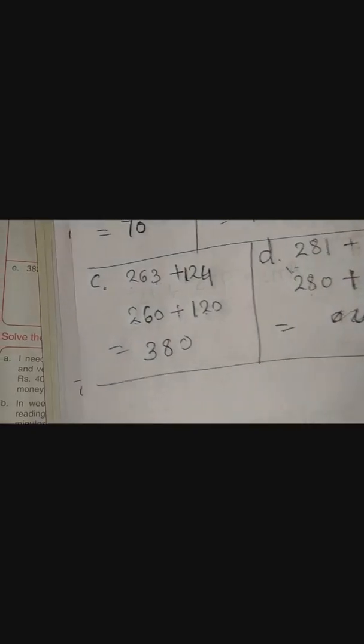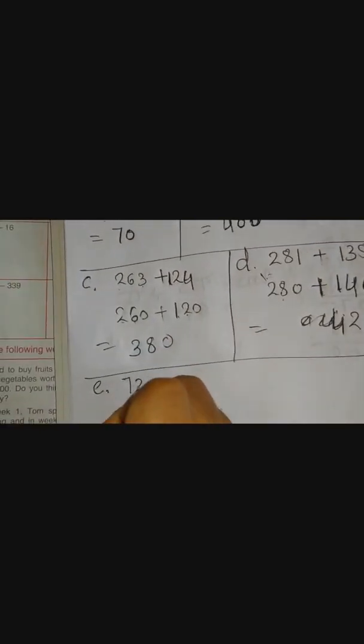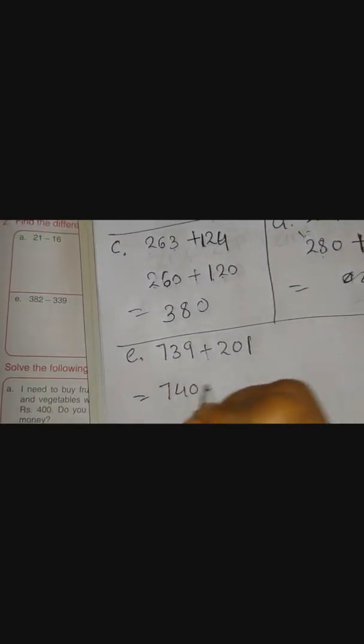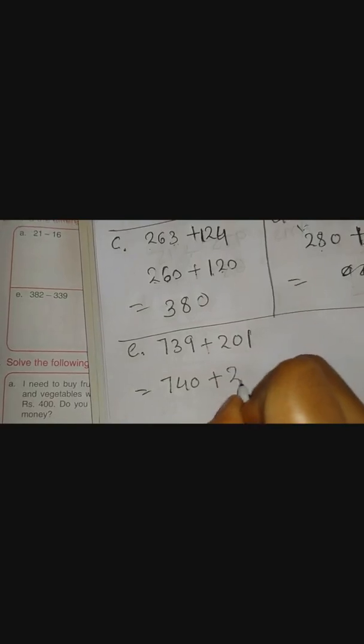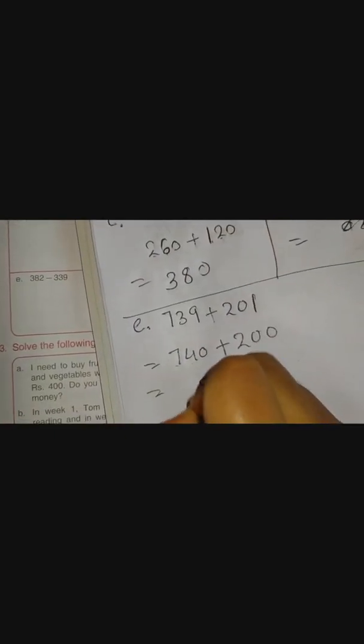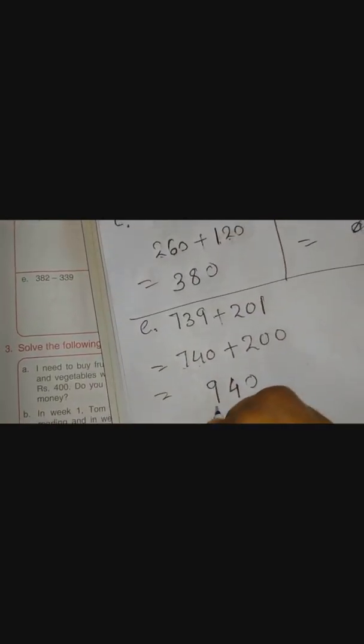Okay students, I hope your work is complete. Now we'll start the next sum, E sum. The question is 739 plus 201. So here we will round off. So 740 plus 200. 0 as it is, 4 plus 0 is 4, 7 plus 2 is 9. So the answer is 940.